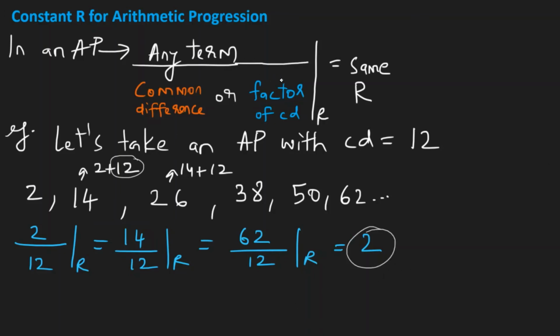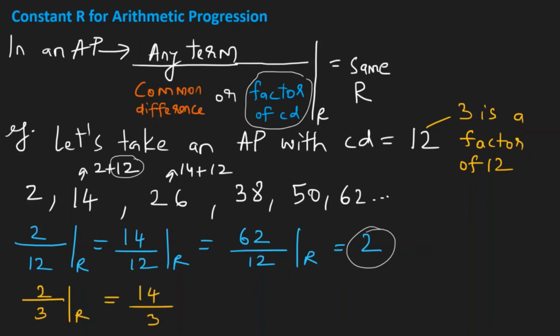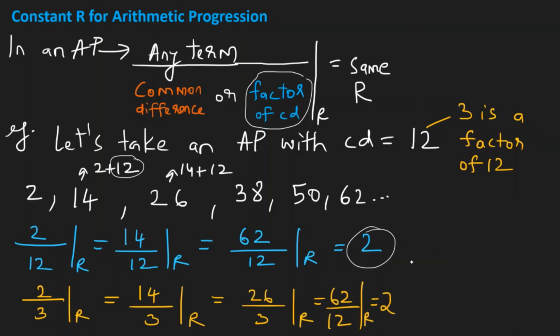Another thing is over here we have said that you could also divide with a factor of the common difference and get the same remainder. Now, we know that 3 is a factor of 12. So let's try whether all these terms give the same remainder when you divide with 3. Let's try that. 2 divided by 3, 14 by 3, 26 by 3, 62 by 3, all of these give me the same remainder, 2 itself, right? In the case of 26 by 3, 24 is 8 into 3. So 26 is 24 plus 2. So your remainder over here is also 2.